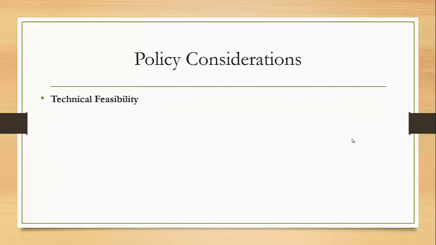So there are a couple of considerations when we think about policy alternatives. The first is technical feasibility. So can this actually happen? If we're talking about this transportation issue, and we're talking about how to improve congestion in cities, we might put on the list that we should all be in flying cars or have teleportation devices. But the reality is, it's not technically feasible, right? So we can sort of check that off the list.